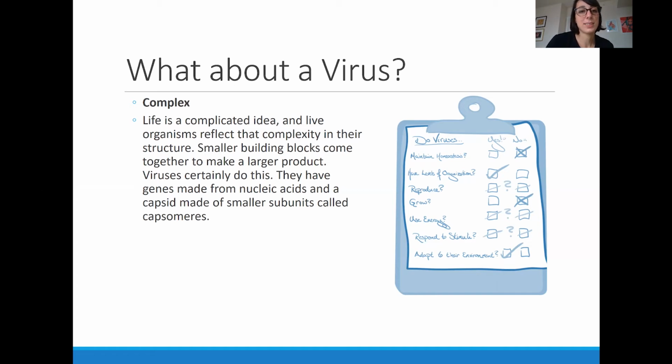Is a virus complex? Life is complicated in general, and again, living organisms reflect complexity and structure. Viruses do this. They have smaller building blocks that come together to finalize their final project. They have genes that are made from nucleic acids and a capsid that's also made from smaller things called capsomeres. So they are definitely a complex structure that is made of multiple smaller units. They are very, very small, but they still are made of smaller pieces, those building blocks of nucleic acids and amino acids.